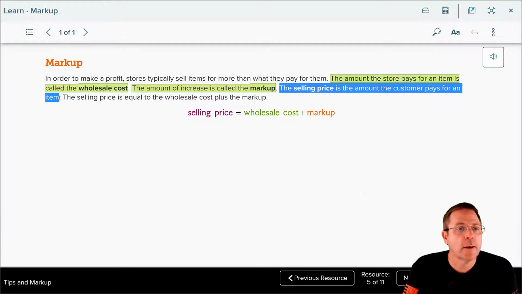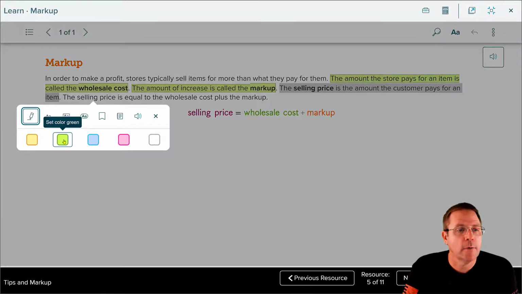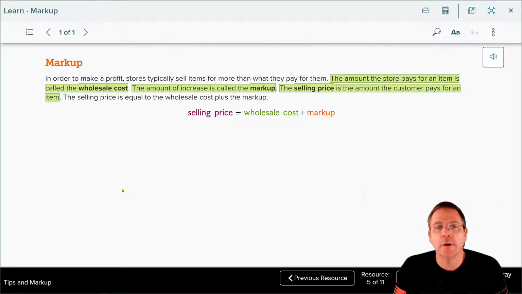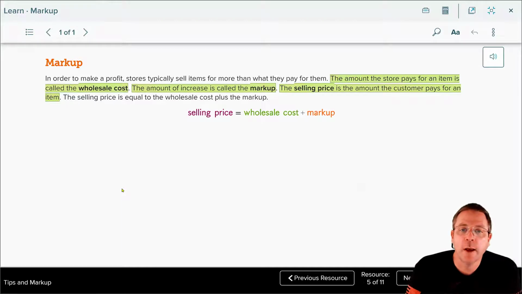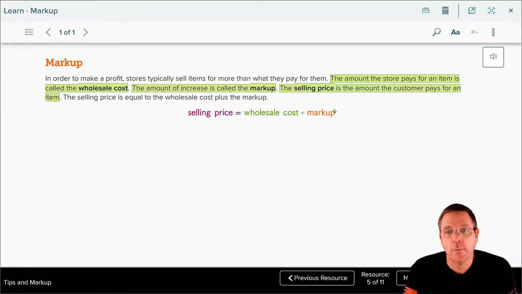So we got that and that. There you go. 3 words highlighted that you need to have written down in your notes. The selling price is equal to the wholesale cost plus the markup, and they give us a formula here. Selling price equals wholesale cost plus markup.